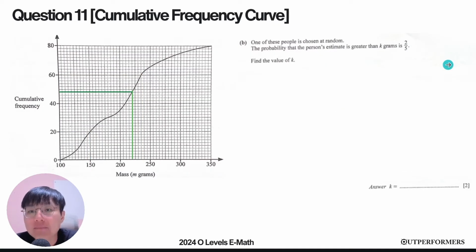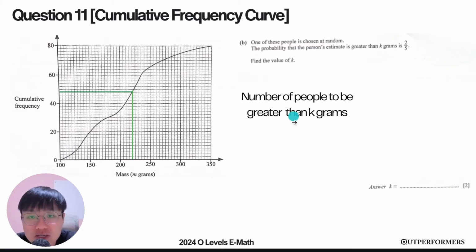Moving on to part B, it says one of these people is chosen at random. The probability that the person's estimate is greater than this amount. So take a look, the mass is right now. The bigger masses are here, right? So greater than, we know that it's going towards this direction. So the probability that this person's estimate is greater than this mass is 2/5. So first, we need to find out the number of people to be greater than this kilograms first. And 2/5 of the entire cohort is 2/5 times 80, and that's 32.